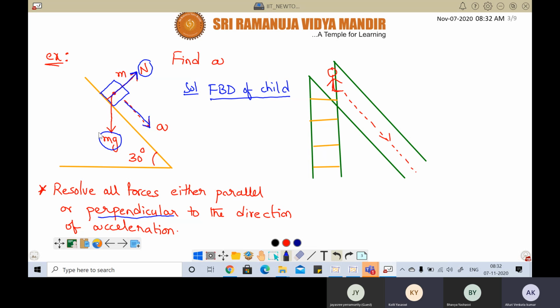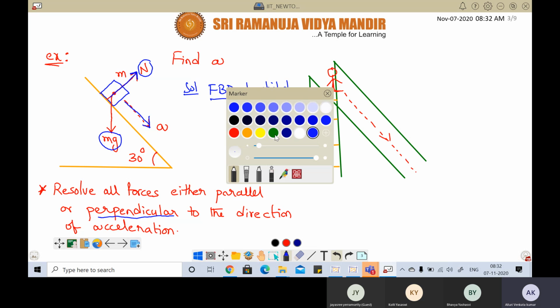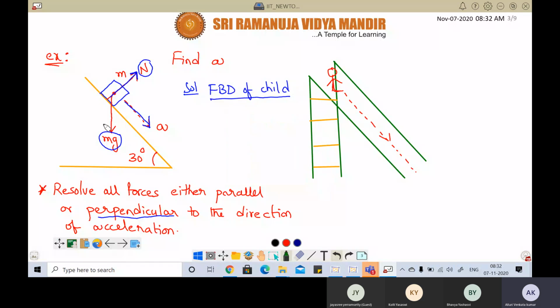Sir, the force is not parallel, not perpendicular. It is acting at an angle, neither parallel nor perpendicular. So therefore, what we have to do? We have to resolve in two directions, either parallel to the inclined plane or perpendicular to the inclined plane. So let us resolve like this, and like this.